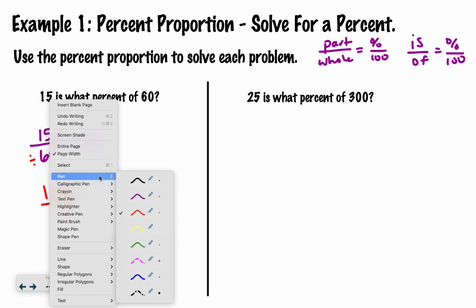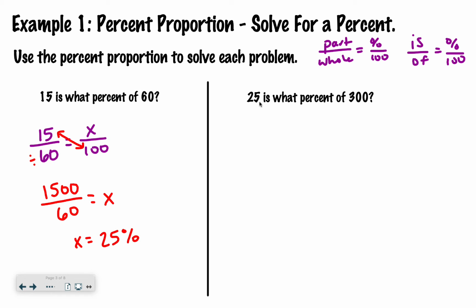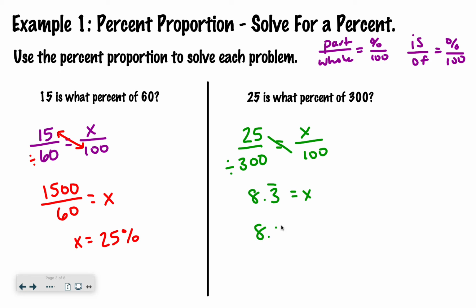Okay, so let's try another one, so you get used to this pattern. 25 is what percent of 300? So is over of, so 25 over 300 equals x over 100. So I'm going to say 25 times 100 is 2,500, and then I'm going to divide by 300, which is 8.3 repeating. So that means it is 8.3 repeating percent. So this would be my answer.